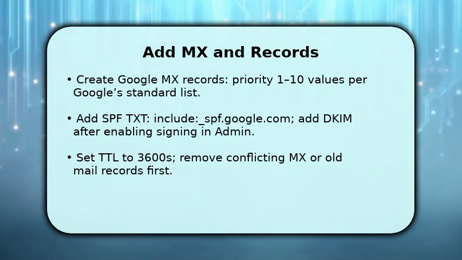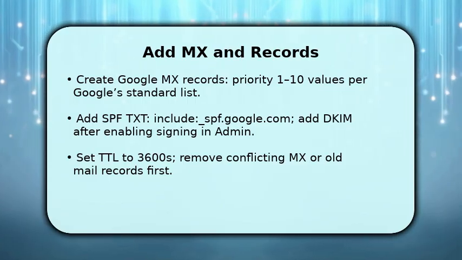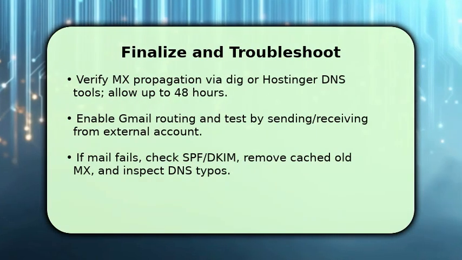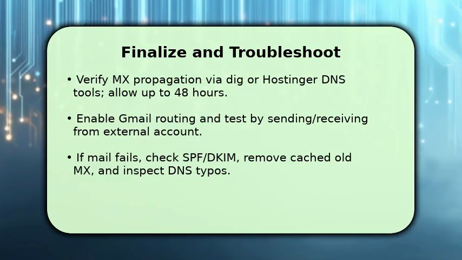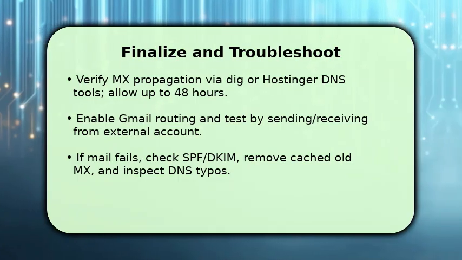You finish by verifying DNS propagation and Google configuration. Use Hostinger's DNS check or a dig lookup to confirm MX records point to Google. Propagation can take minutes to 48 hours depending on previous TTLs.